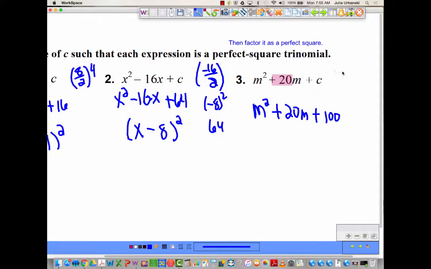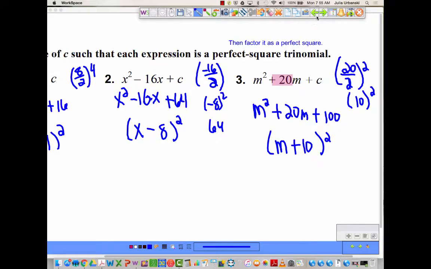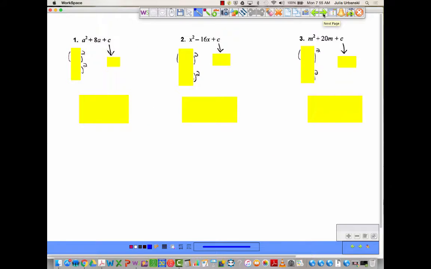You take the middle number 20, cut it in half, and then you square it. 10 squared makes 100. And that number is also the number that goes into your parentheses. This would be m and what? And don't forget to put the little squared sign at the end. Okay, let's try just a few more quickly to make sure you got it. The rest of the time, you guys can just be practicing and working on it.